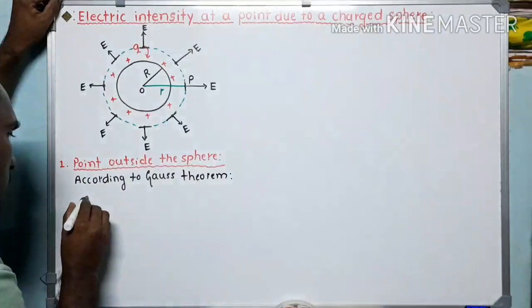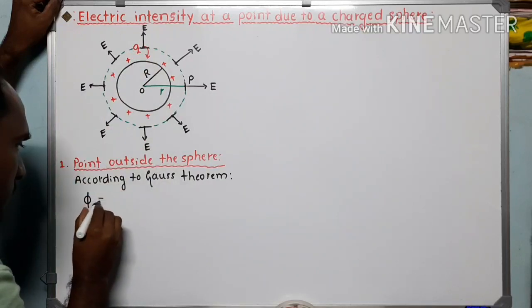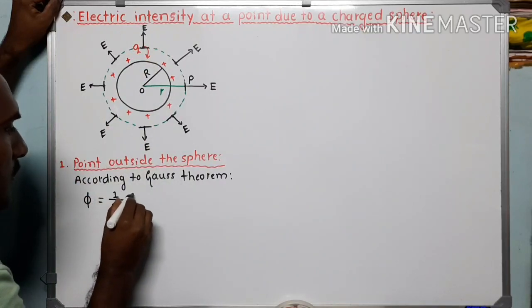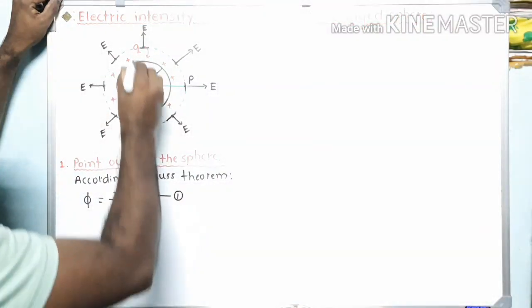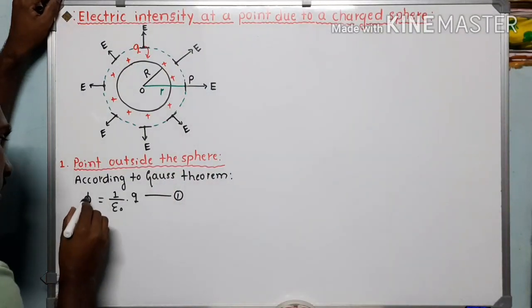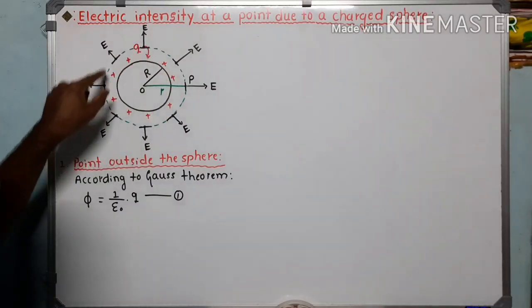According to Gauss theorem, we have the total electric flux across this Gaussian sphere is equal to 1 upon epsilon naught times the total charge enclosed by the surface. Here Q is the charge enclosed by this sphere. Getting the idea? Here flux means what? It is the total, here phi means this is the total flux across this Gaussian sphere.